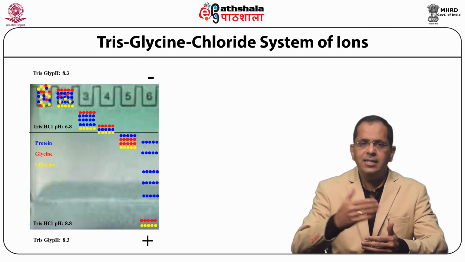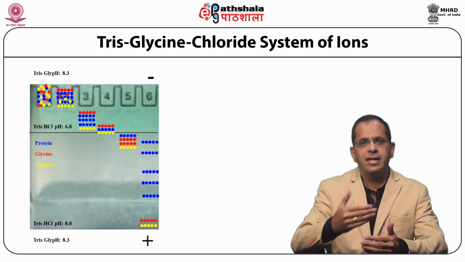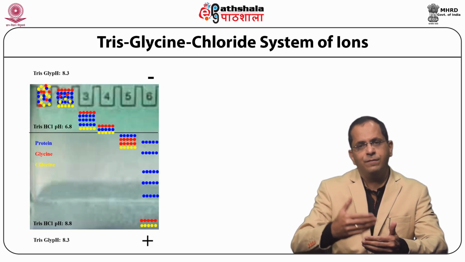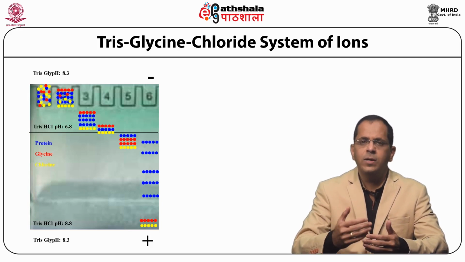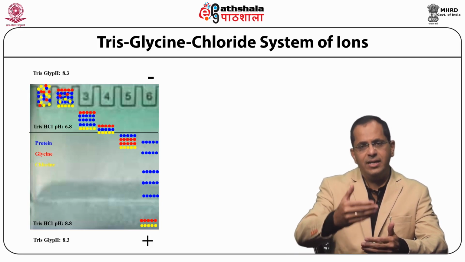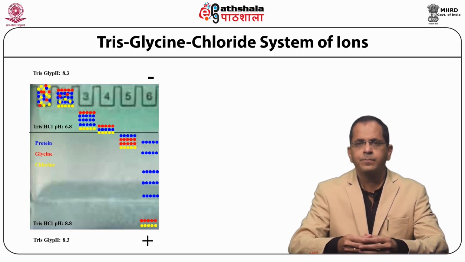The gel and the buffer ions in the Tris-glycine system form a pH gradient of 8.8 in the resolving portion of the gel. Now, let us try to understand what happens when we are running an SDS PAGE gel.